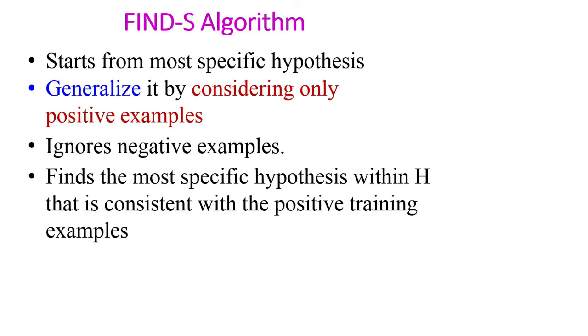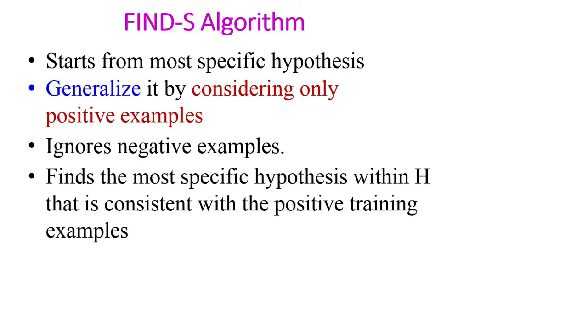Find S algorithm. Find S algorithm starts from the most specific hypothesis, that is all the null values, and generalizes it by considering only positive examples. Find S algorithm ignores negative examples. Negative samples where the concept value is no are not considered in Find S algorithm. As long as the hypothesis space contains a hypothesis that describes the true target concept and the training data contains no errors, ignoring negative examples does not cause any problem.